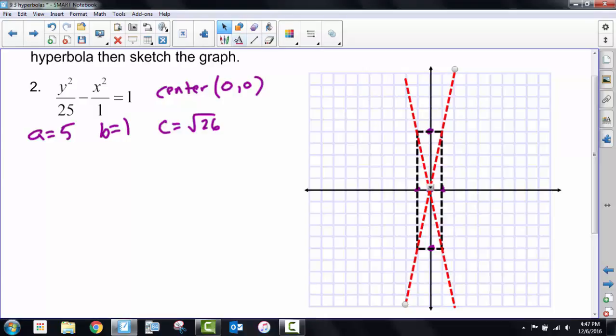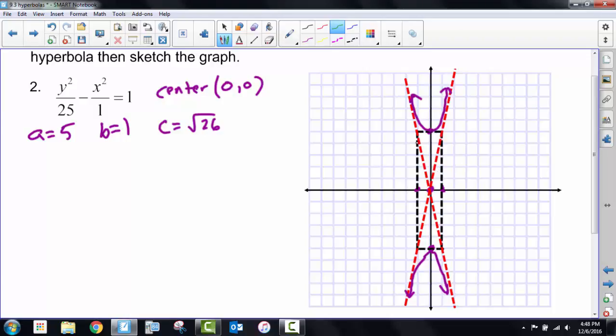Now again, remember this particular hyperbola is vertical, so I know that this hyperbola is going to open up and down, so I'm going to sketch using the vertices on the y-axis. Basically, it's going down and going up. Like you see here.